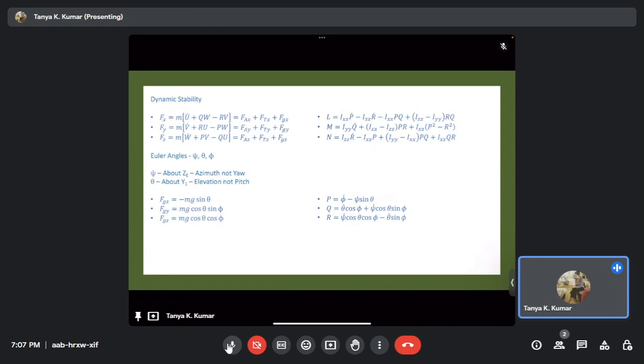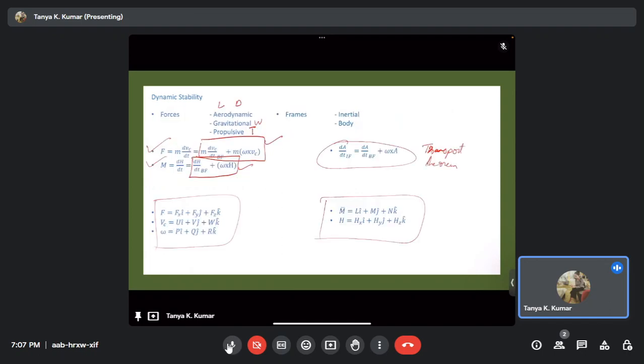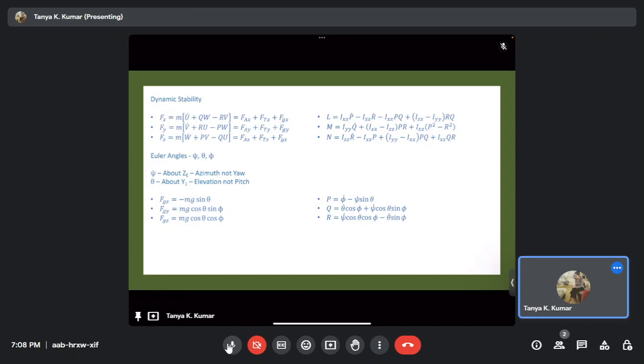Then we had seen where these Euler angles come into play. They come into play in 2 places. One is the gravitational force Fg, and the other is P, Q, R. What are P, Q, R? The angular velocities, omega, right? So these are the 2 places where the Euler angles come into play.